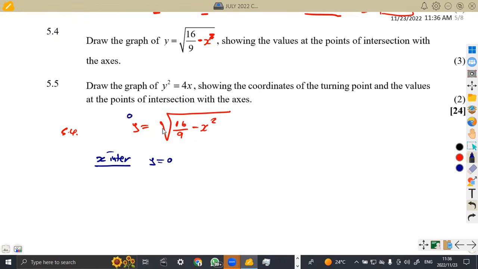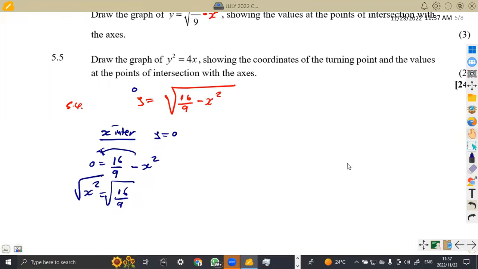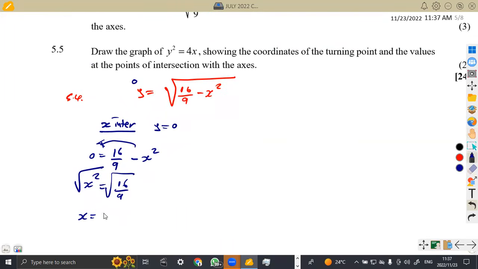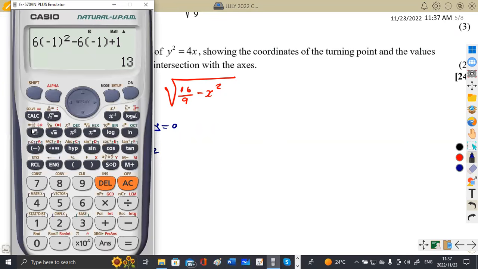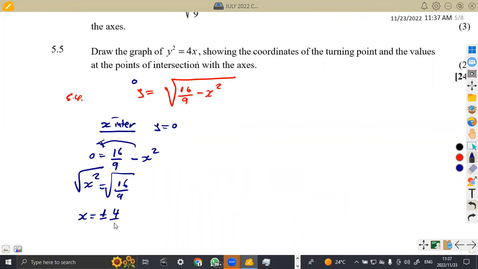So when y is equal to 0, we are going to square both sides to remove the square root, that's 0 is equal to, if you square this, guys, it is just going to remain as it is, 16 over 9 minus x squared. So let's move x to the other side of the equation. We are going to have x squared is equal to 16 over 9. Introduce the square root. So your x is going to be plus or minus. Remember, guys, square root of any number is a plus or minus. So x is going to be plus or minus the square root of 16 over 9. The square root of 16 over 9 is 4 over 3. So we are going to have plus or minus 4 over 3.